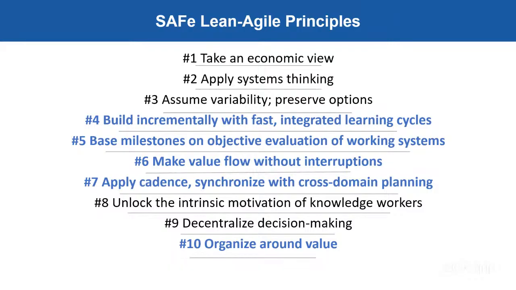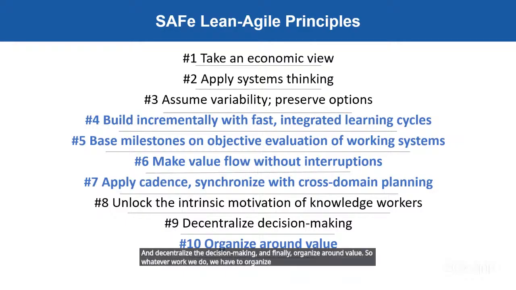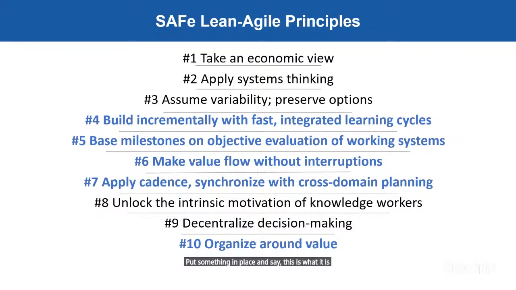Eight is unlock the intrinsic motivation of knowledge workers. And ninth is decentralize decision making. And finally, organize around value. So whatever work we do, we have to organize around value. We cannot just put something in place and say this is what it is. It has to be organized around value. So these are the SAFe lean agile principles.